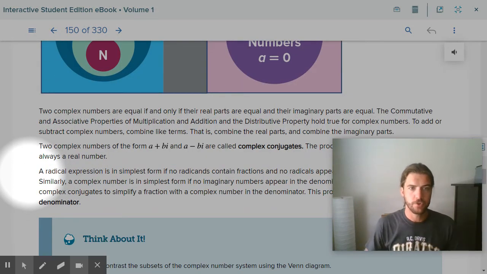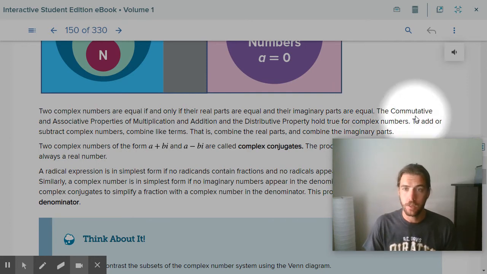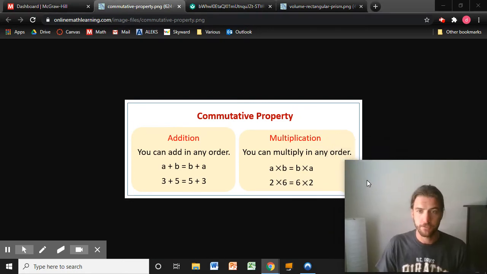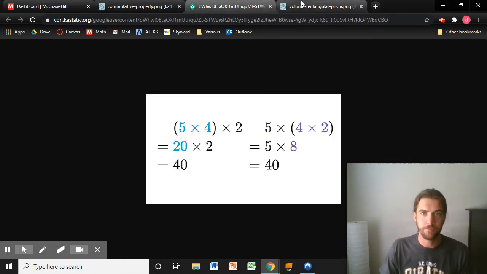Two complex numbers are equal if and only if their real parts are equal and their imaginary parts are equal. The commutative and associative properties of multiplication and addition and the distributive property hold true for complex numbers. So to remind you of those, if you're not familiar, the commutative property for addition and multiplication just means that you can add in any order. A plus B is the same as B plus A. 3 plus 5 is the same as 5 plus 3. Multiplication-wise, A times B is the same as B times A. It doesn't matter. That is the commutative property.